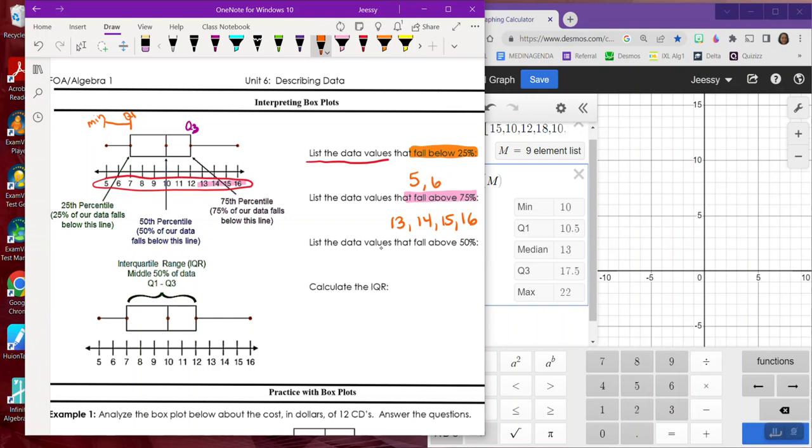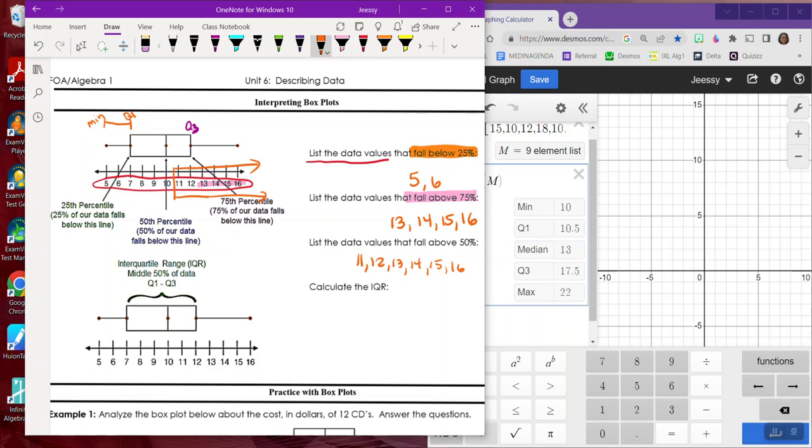All right. What about the data values that fall above 50%? What are their numbers? It just says 12. Right now, 10. 10's right here. Anybody? Exactly. All the numbers above 50% are going to be from 11 this way. So 11, because 10 is the middle, 50%. So 11, 12, 14, 15, 16.